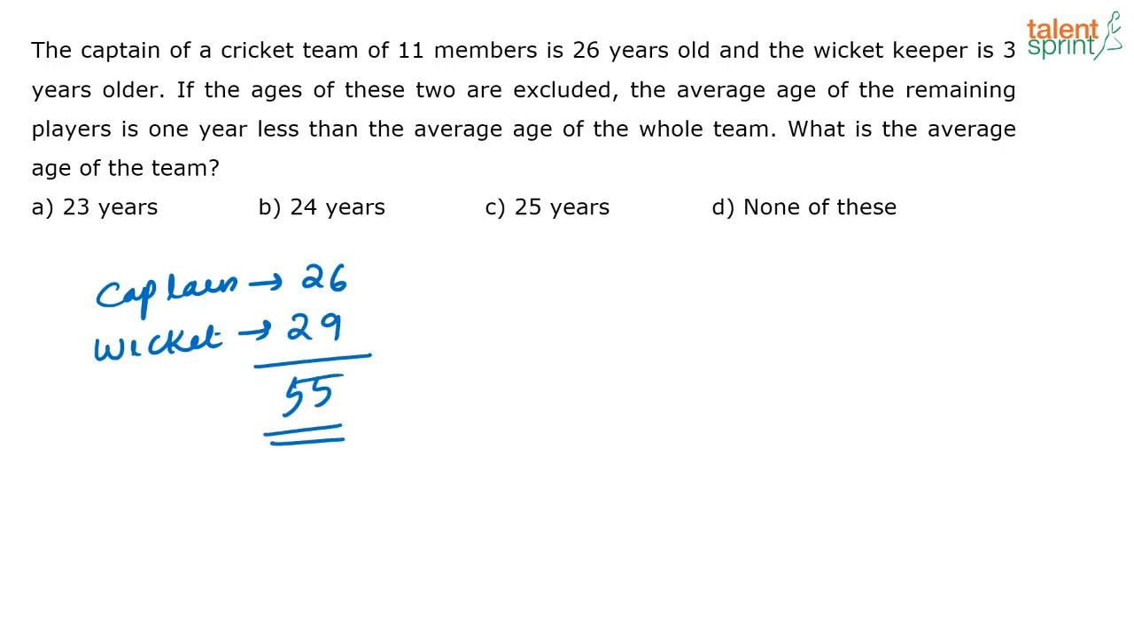Now what are they saying? See, let the average of the whole team be A. What is the sum of the ages of all the players in the team? It is nothing but 11A. Correct. So this is the total sum of ages of all the 11 players in the team. Now from this, if I am reducing 55, that is I am removing these two people, I have how many people now? I have only 9 people. My average is becoming what? It is becoming A minus 1. The average is reducing by 1. Solve for the value of A, that's all. That's how you solve this question. What is given here? There is a cricket team captain and a wicket keeper. The sum of their ages is 55.